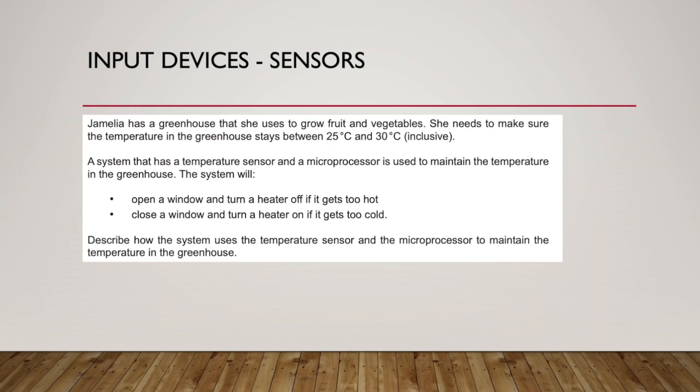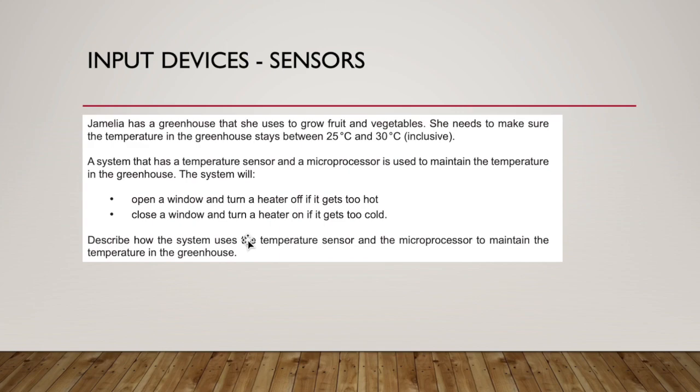So, for example, this one says, Jamelia has a greenhouse that she uses to grow fruit and vegetables. She needs to make sure that the temperature in the greenhouse stays between 25°C and 30°C. A system that has a temperature sensor and a microprocessor is used to maintain the temperature in the greenhouse. The system will open a window and turn the heater off if it gets too cold, close a window and turn the heater on if it gets too hot or too cold. Describe how the system uses the temperature sensor and the microprocessor to maintain the temperature of the greenhouse.